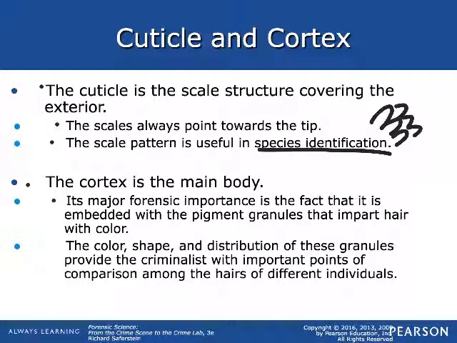Now the cortex is the main body of the hair. It's important because that's where the pigment or the color is. The pigment granules that make our hair different colors are found in the cortex of the hair. The pigment granules could be different colors, they could be different shapes, so it gives the criminalist or the lab technician something to compare. They're like little, maybe like salt granules in there, but they're different colors.